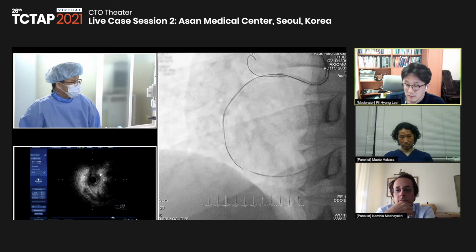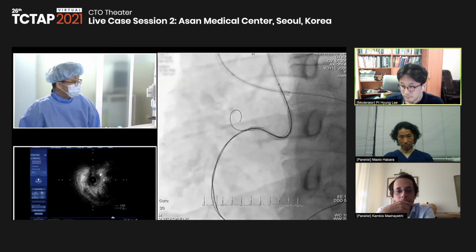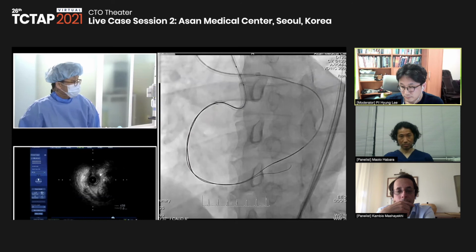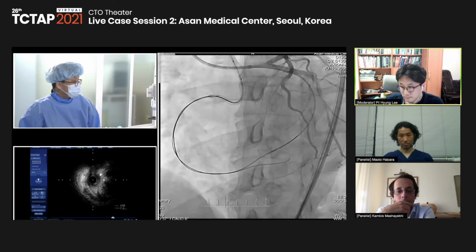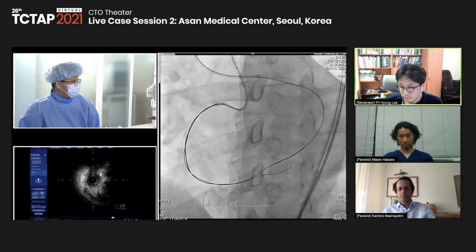But as you can see, if you have limited options for retrograde microcatheter advancement, you can use this kind of rendezvous technique to overcome this situation. That's one education point. Fortunately, it passed through the distal portion of the RCA very easily. Okay, this is the position of the wire. I checked the retrograde. It's in the intraluminal place.